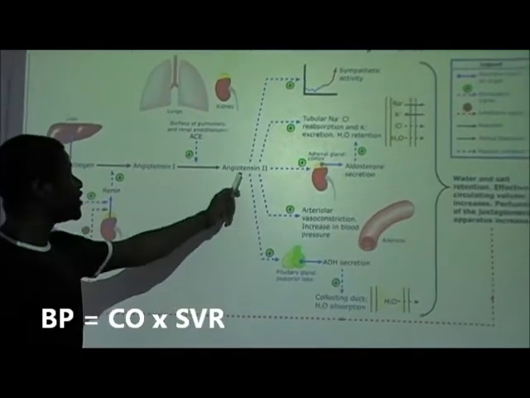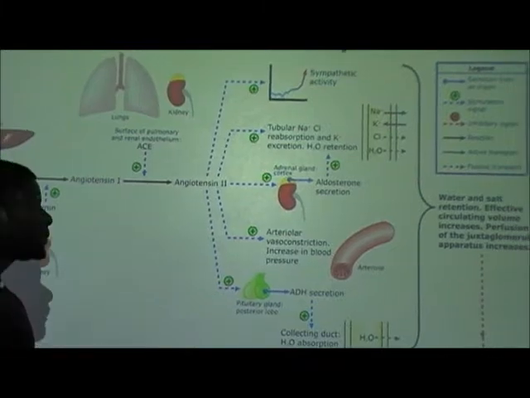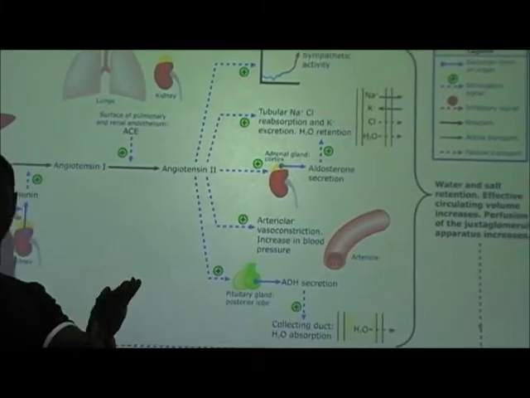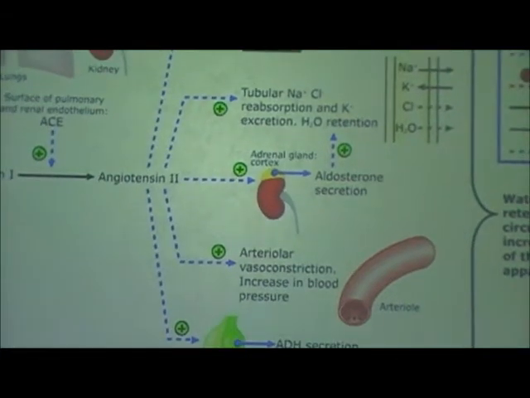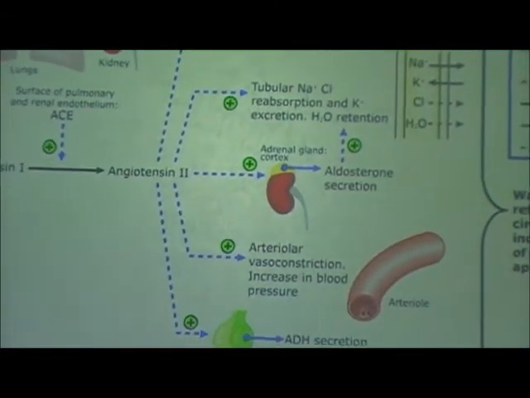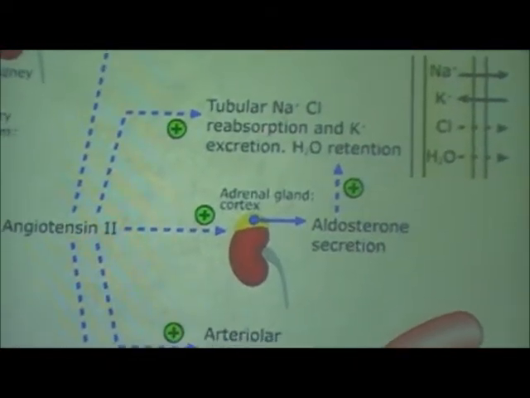The second thing that angiotensin 2 will then do is to reabsorb sodium from the proximal convoluted tubule. Once sodium is being reabsorbed from the proximal convoluted tubule, water will equally be reabsorbed, because wherever sodium goes, water will follow it as well.